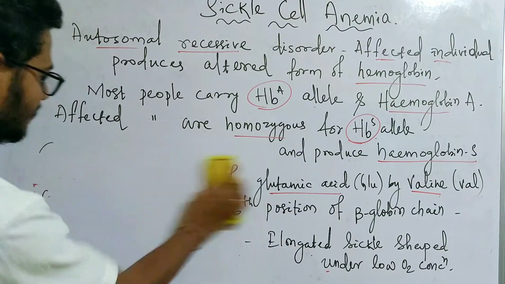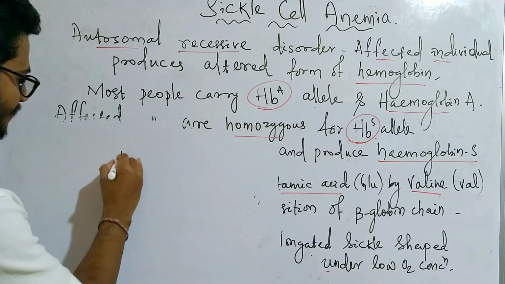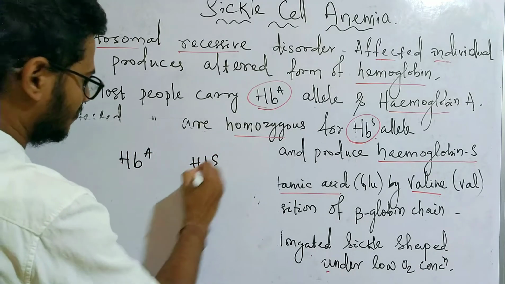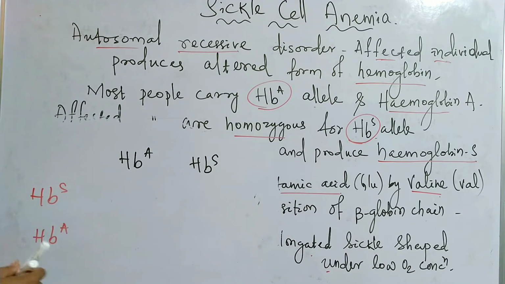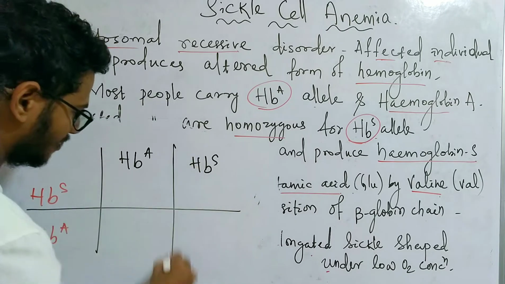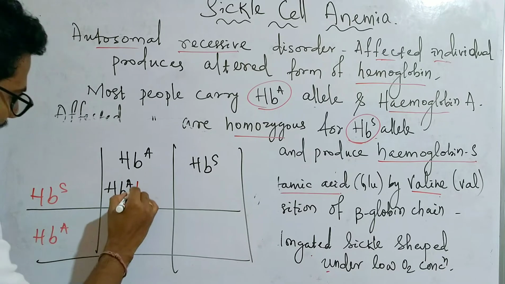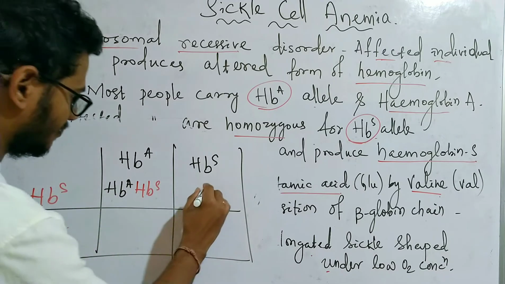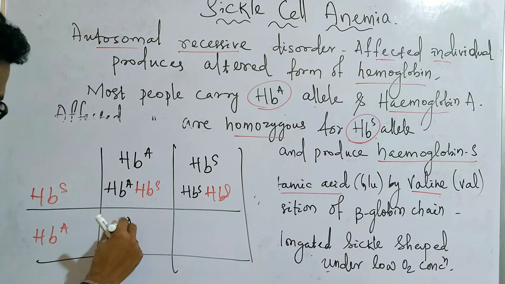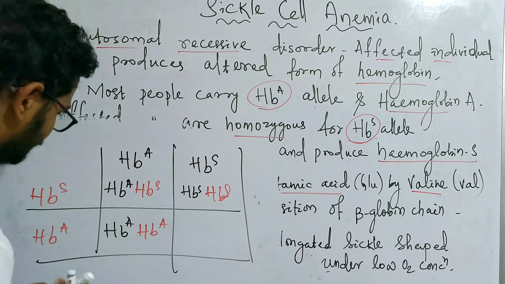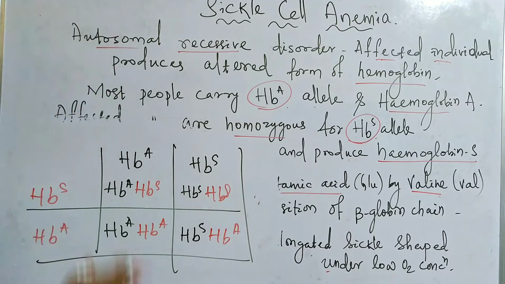So look, here we have two individuals. One is having HbA, HbS, and another is having HbS and HbA. So when we cross these two individuals, what will be the outcome? Here we will have HbA, HbS. Here we will have HbS, HbS, HbA, HbA, HbS on HbA. So this is the condition.